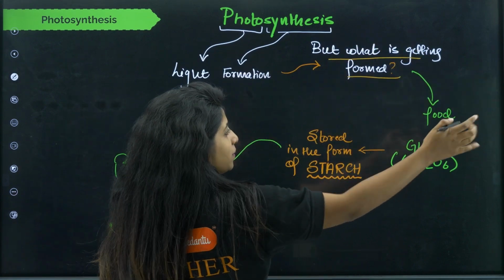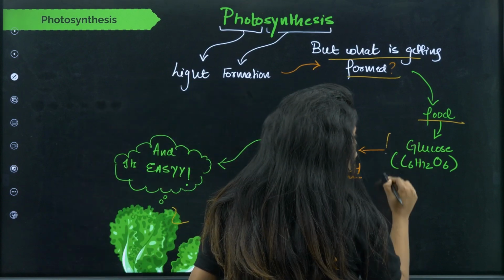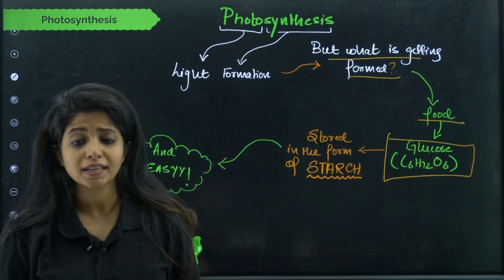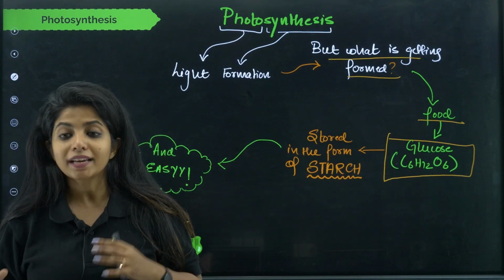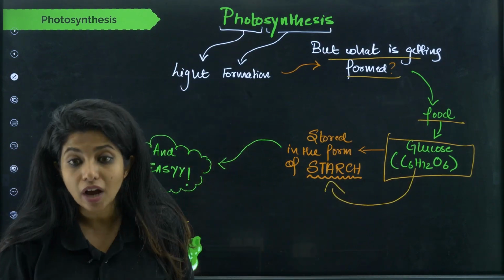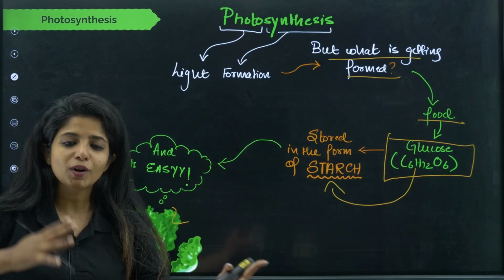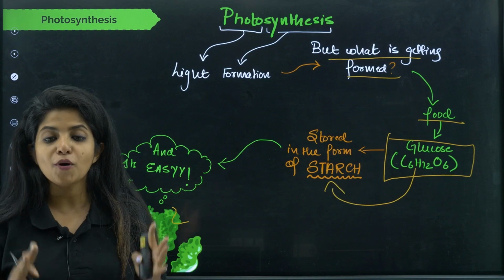What is formed, ma'am? I will say food is formed. Food is in which form, ma'am? Food is in the form of glucose, that is C6H12O6. Ma'am, is glucose just being there or is it stored in some other form? Yes, it is stored in some other form. And what do you call it? You call this starch, my dear children. So glucose molecules come together and are stored in the plant's body in the form of starch.